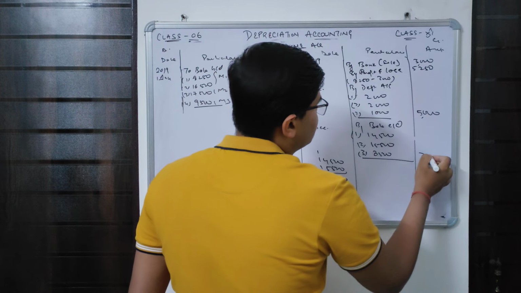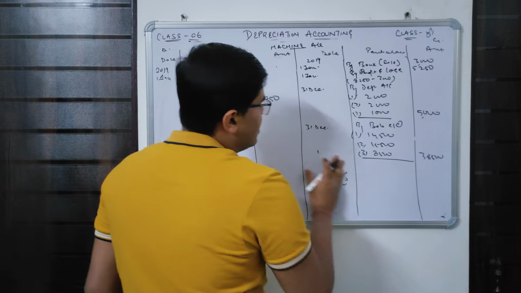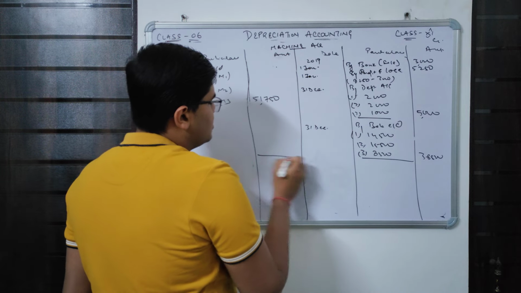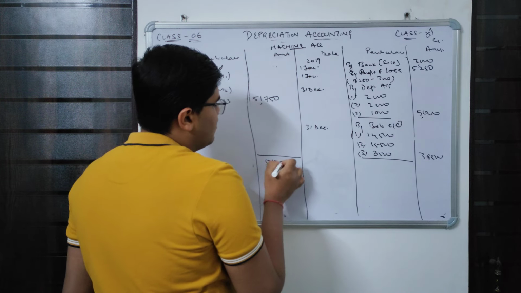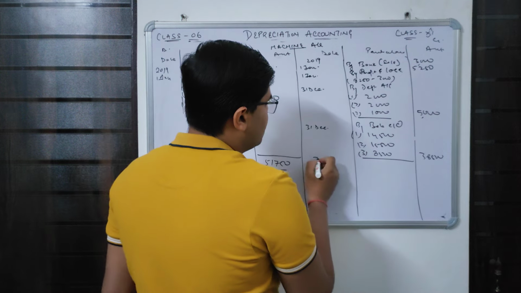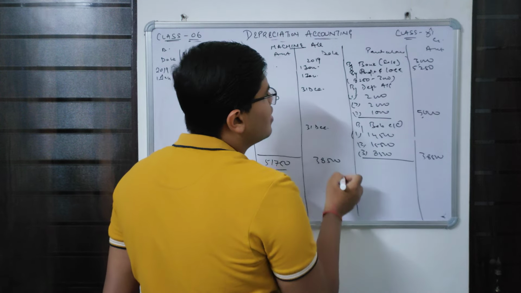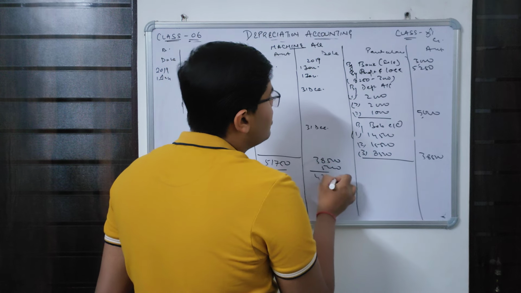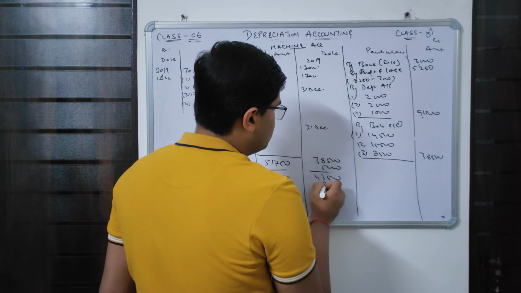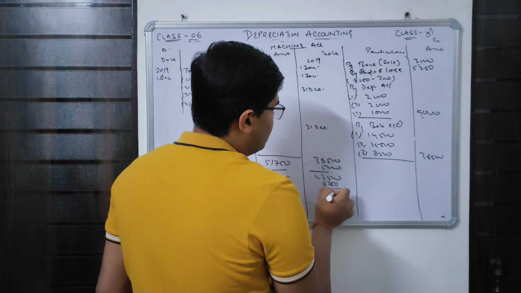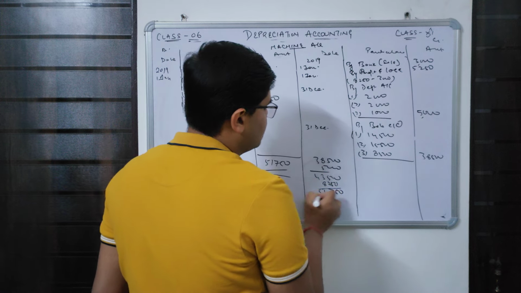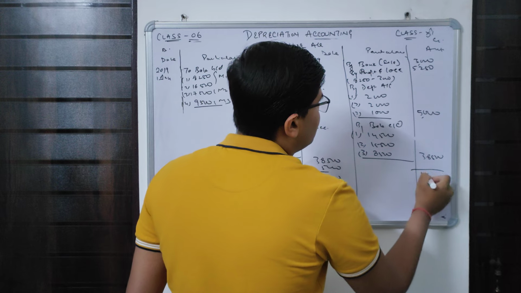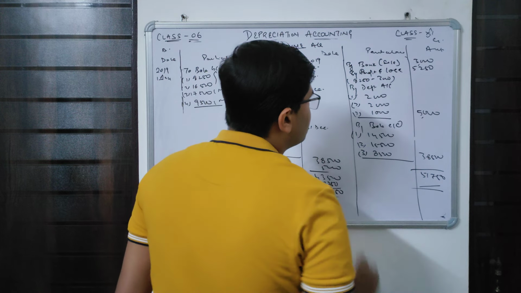So 38,500 we will get here. And let me total it to check whether it is balanced or not. 51,750 here and 38,500 and 5,000, 43,500 and 8,250. So 750 here, 51,750. So here we get our answer. Hope the concept is clear too.